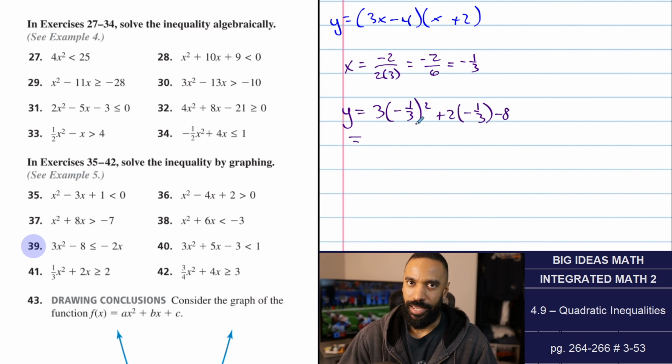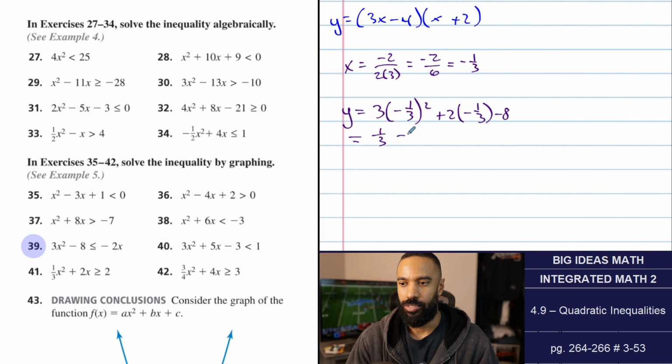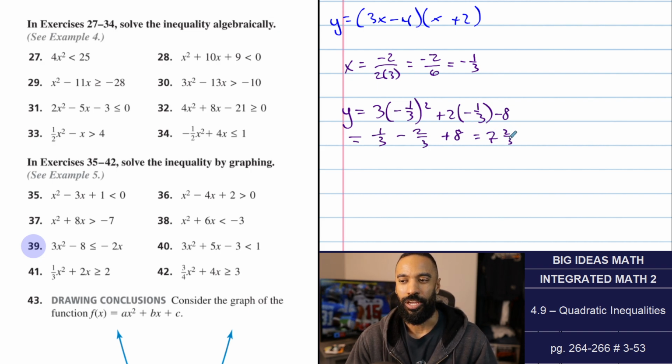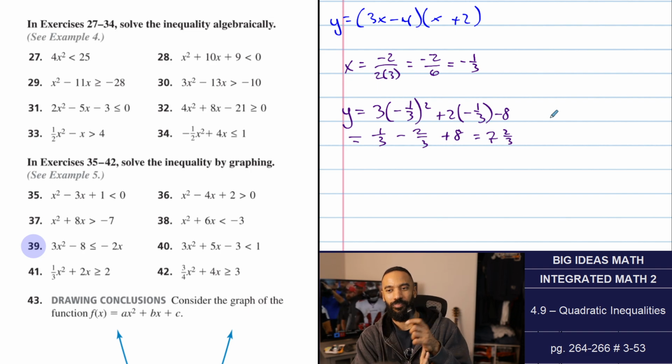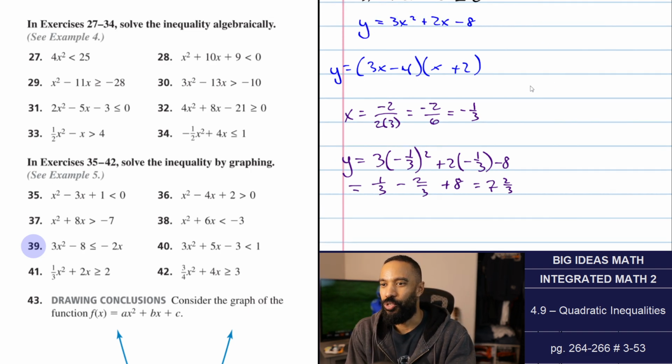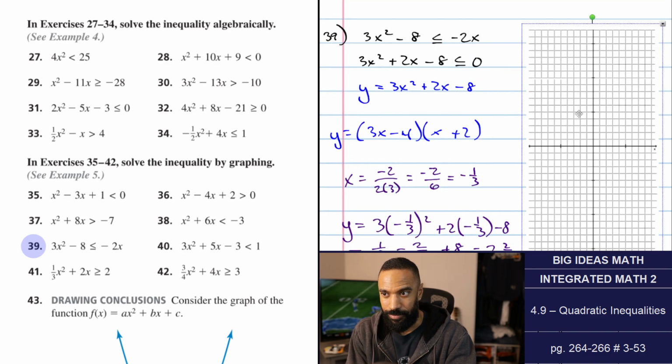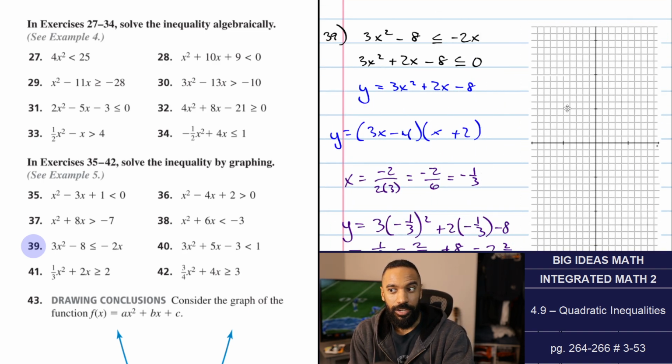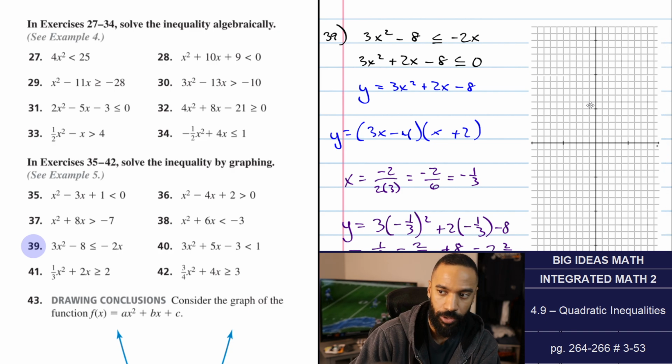Negative 1/3 squared is 1/9 times 3 is 1/3 minus 2/3, which is negative 1/3 plus 8 is, I don't know, I'll say 7 2/3 this time. Normally I go for the improper fraction thing, but just 8 minus the third. So when it comes to the graph, because see, it's factorable, I already know where these things factor. I could probably tell you all the answers from there.